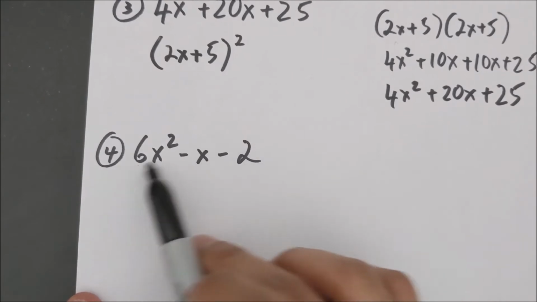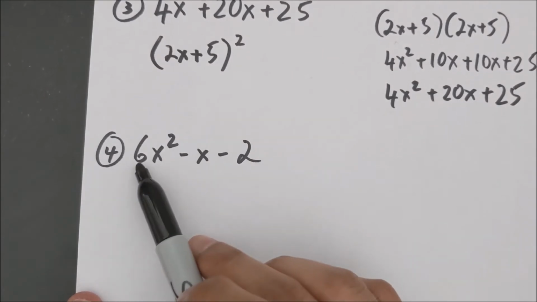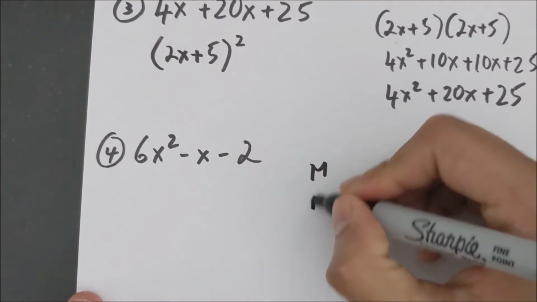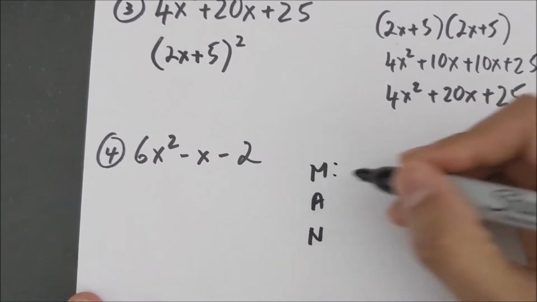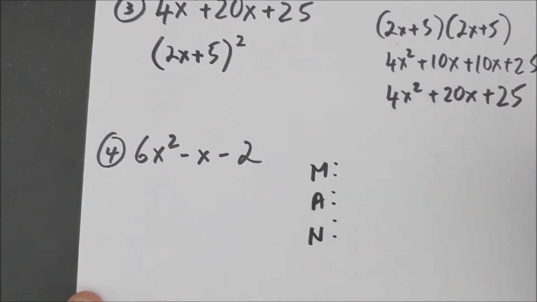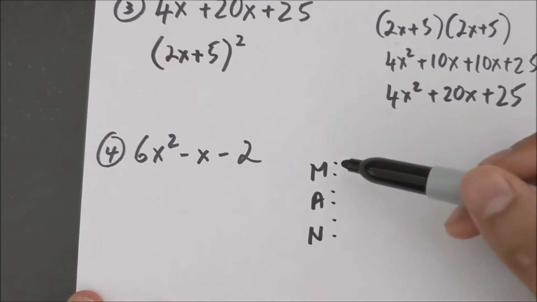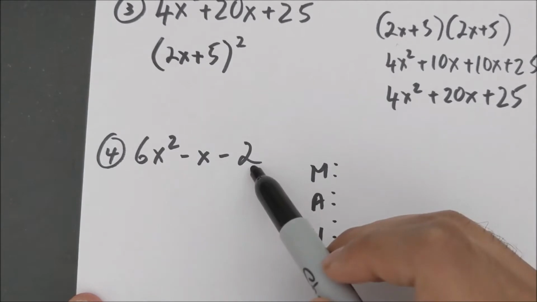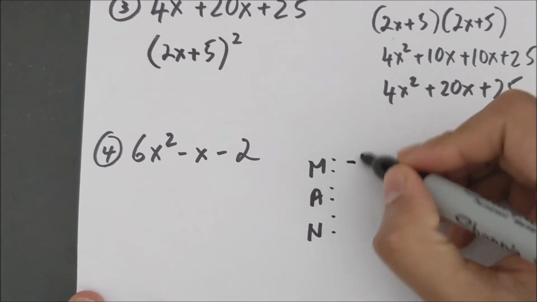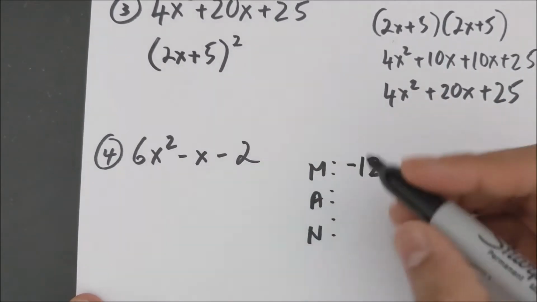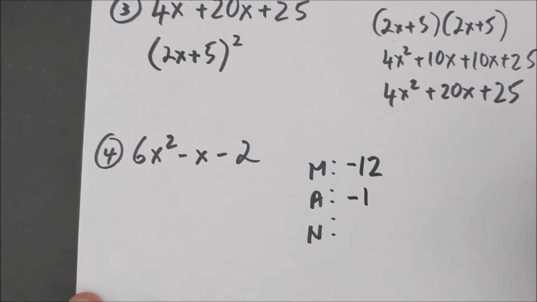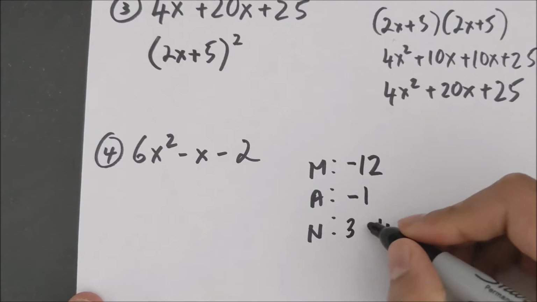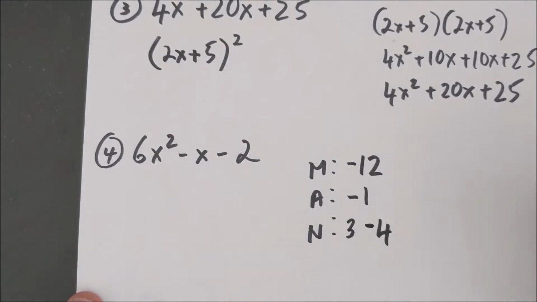And this last one here again is a trinomial, but now we have an a value. So we're going to do the second man method. It's slightly different from the first one because we have to do decomposition after as well. We can't just list our solutions straight away. So my m now is the first number times the last number, which is negative 12. My a is just the middle number there, negative 1. So my two numbers are 3 and 4, and the 4 is negative.